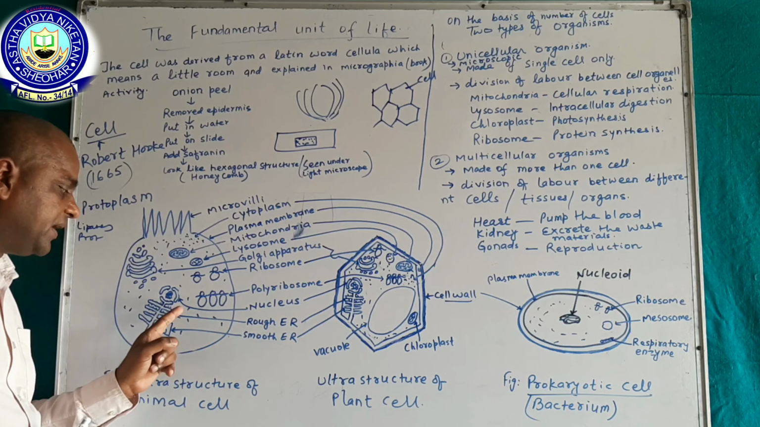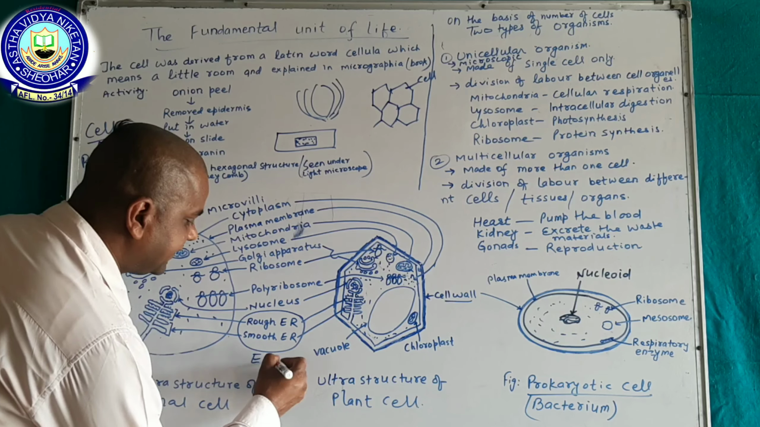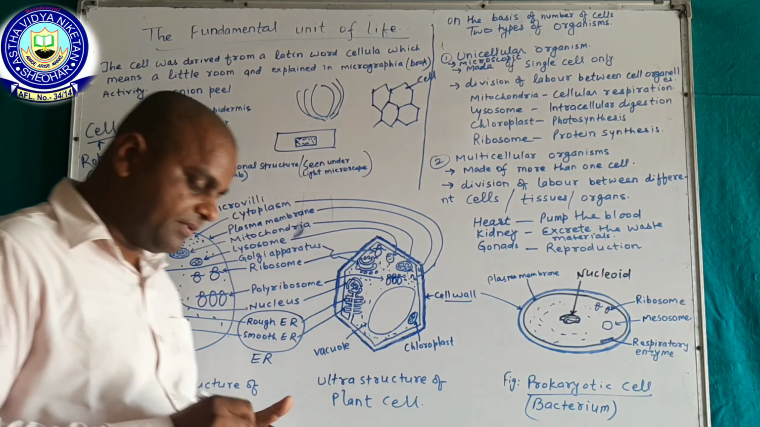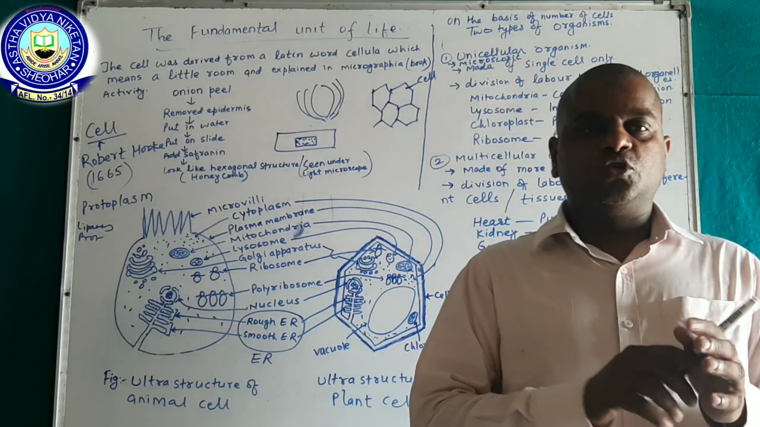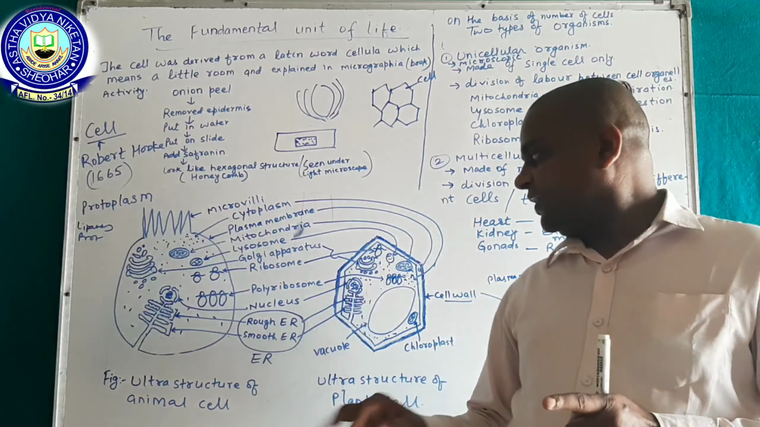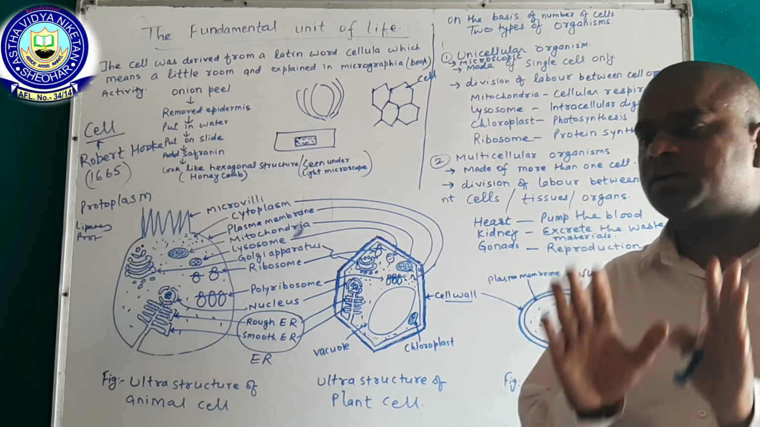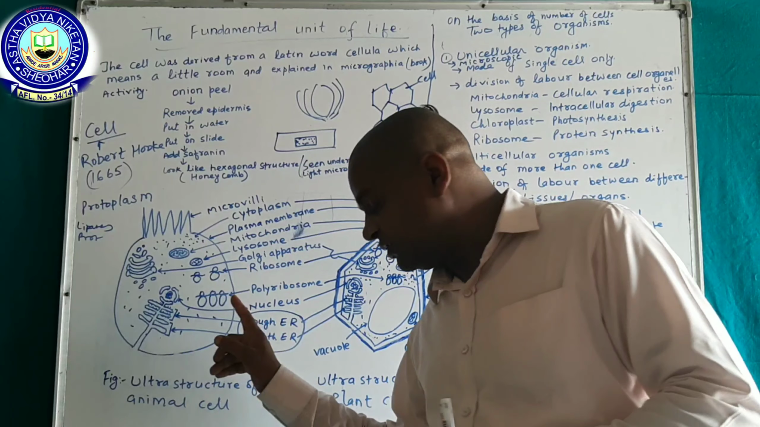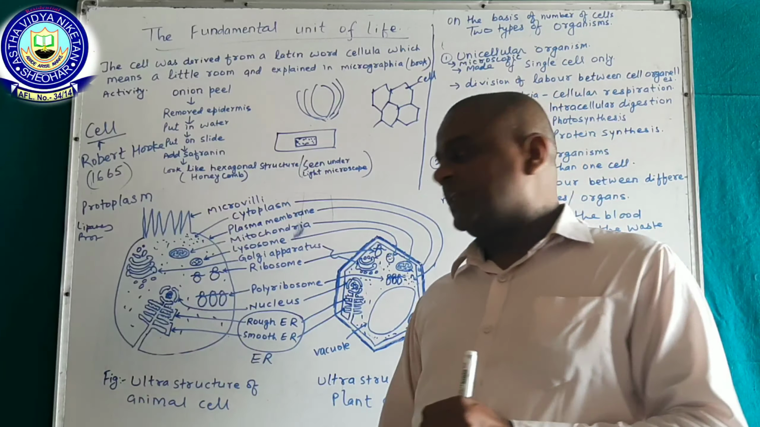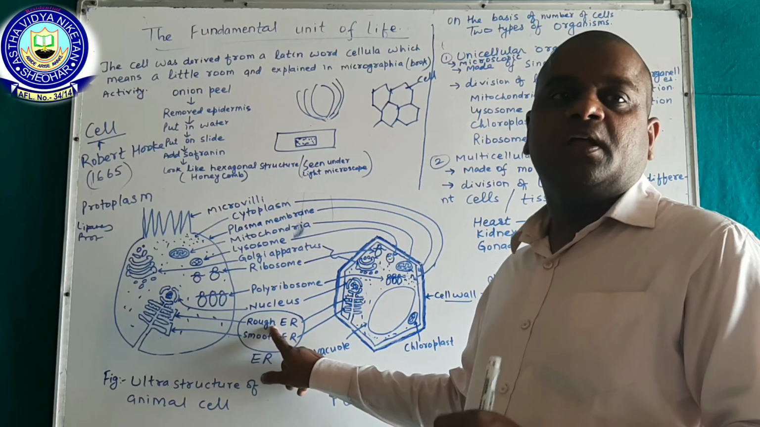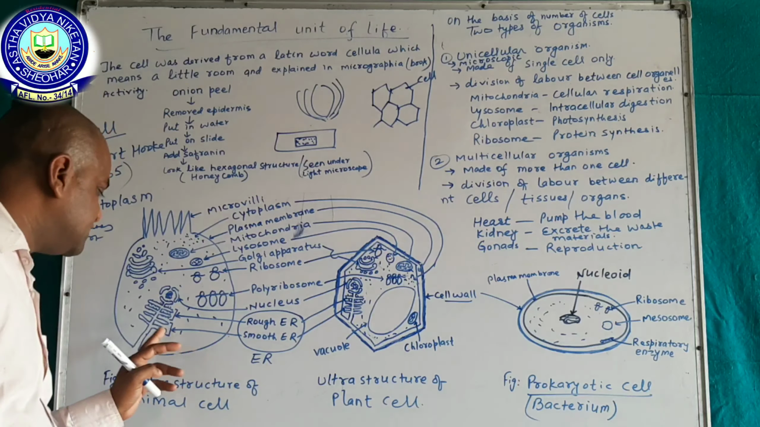Now the endoplasmic reticulum. Endoplasmic reticulum is divided into two categories. Where the cisternae of the endoplasmic reticulum are associated with ribosomes, it is called rough endoplasmic reticulum, and those cisternae that are not associated with ribosomes are called smooth endoplasmic reticulum. The major function of rough endoplasmic reticulum is to produce proteins, and smooth endoplasmic reticulum produces much more lipid.